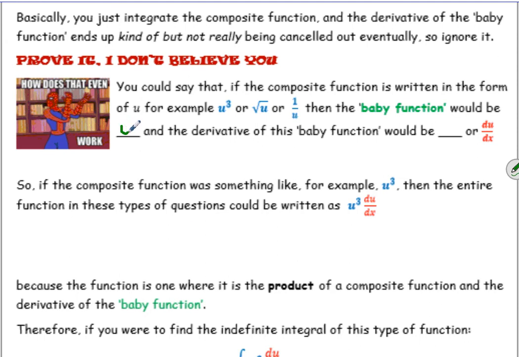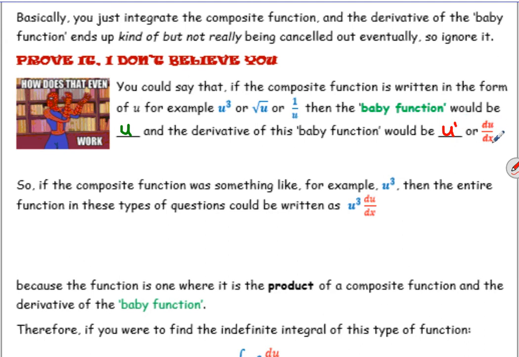So you could say that if the composite function is written in the form of u, for example u cubed, the baby function would be u, and the derivative of the baby function would be u dash. Well done, Sarah. Another word for u dash is du dx.